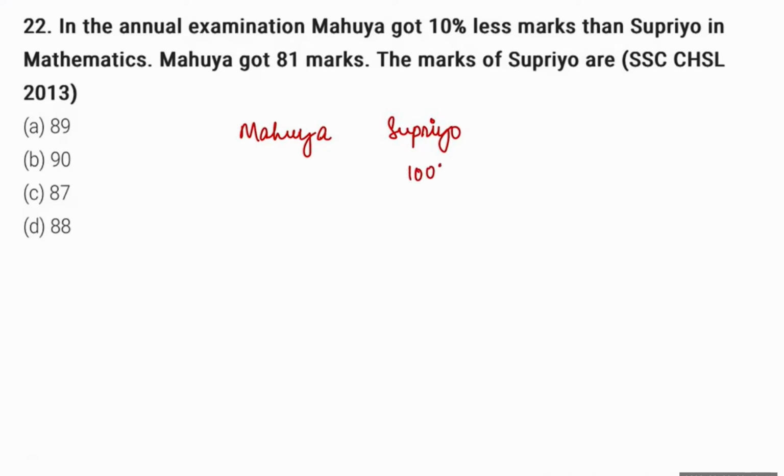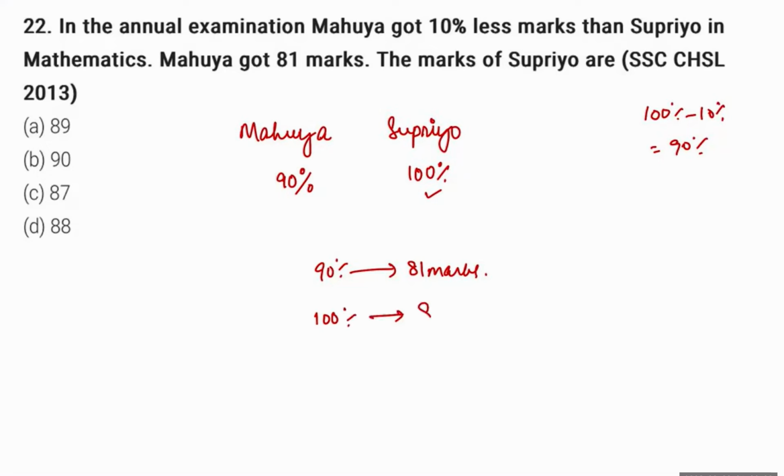Supriya is 100%. 10% minus gives 90%. Mahoya got 81 marks, which is 90%. Here, Supriya is 100%. So 81 into 100 divided by 90, 9 9 is 81, 9 into 10, gives 90.